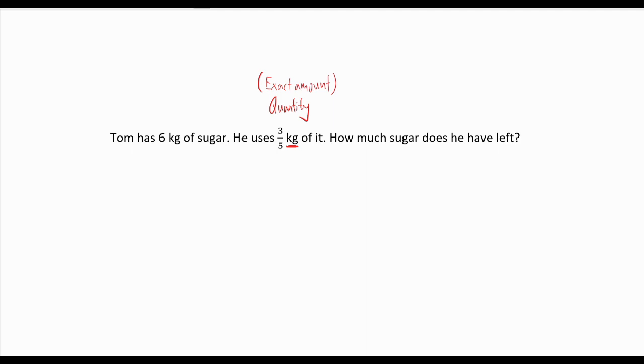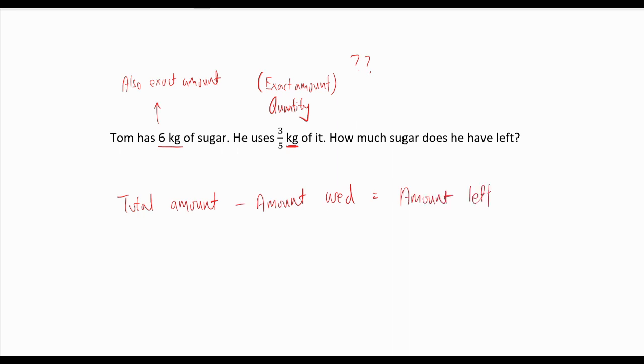For a lot of you, you probably still don't know what to do with this information because your mind is too focused on the numbers. Oh, what do I do with 6 kg and 3/5 kg? Remember, the logic guides the math. Try to reason out the problem in English, and that will help you figure out what to do with the math. You know the total amount of sugar that Tom has. You know the exact amount that he uses. So how would you find the amount that he has left? If I know the total, and I know how much he uses, then just take the total minus what he used.